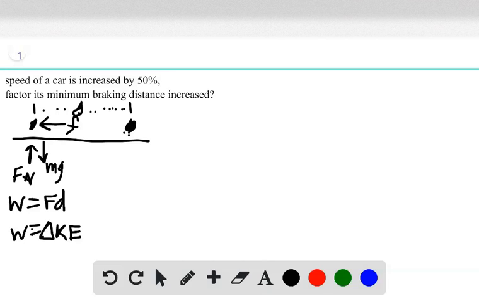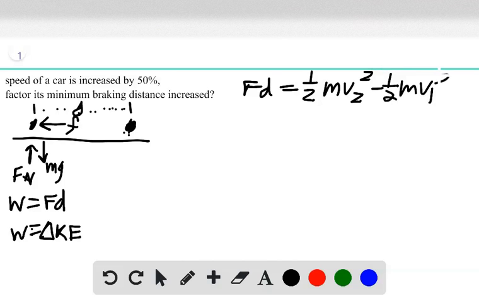We can equate work to the change of kinetic energy, which we know kinetic energy equals 1/2 mv squared. So immediately we can equate those two, and the equation we're going to be working with is force times distance equals 1/2 mv2 squared minus 1/2 mv1 squared.